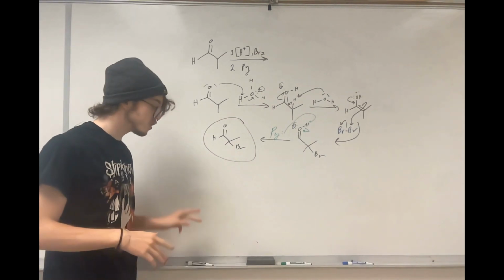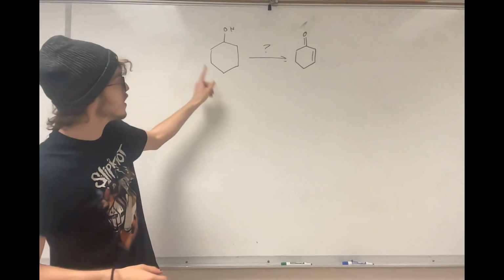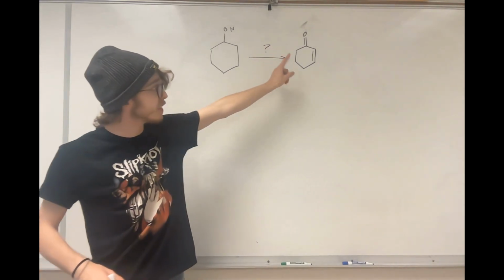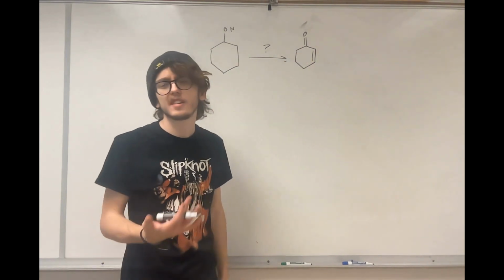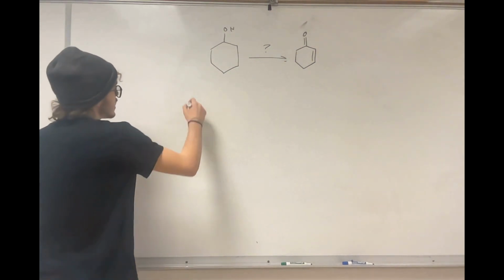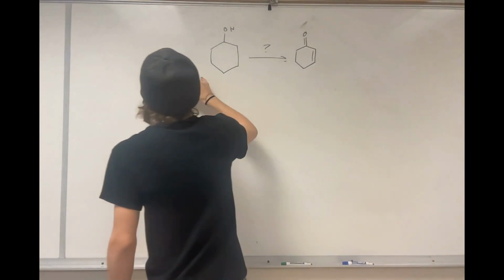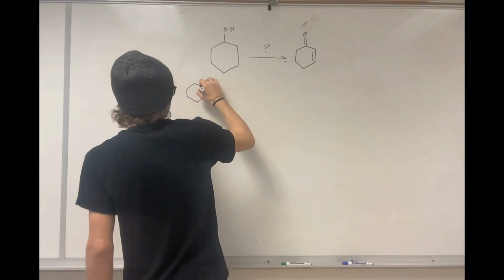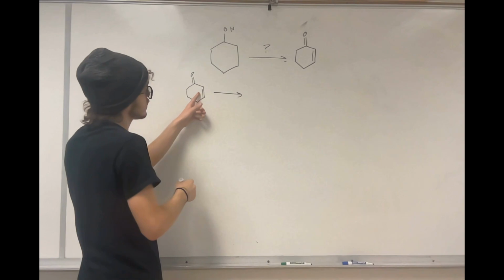All right, let's move on to one last problem. So in this problem, we are asked, how do we turn this cyclohexanol into that alpha beta unsaturated ketone? How can we do that? Well, let's think a little bit retrosynthetically with what we might know. So I'll draw it here. Here's our product. How can we go from this to something?